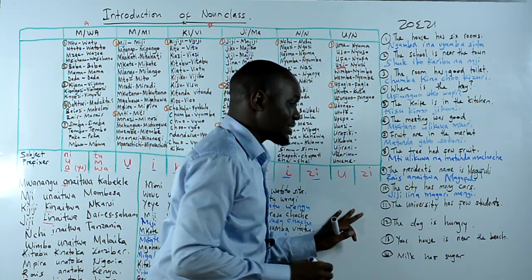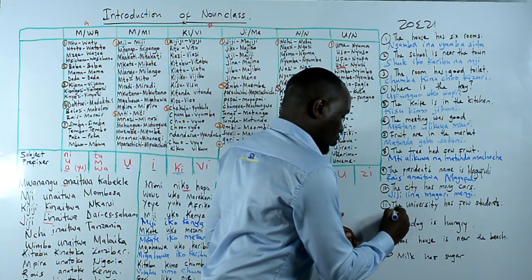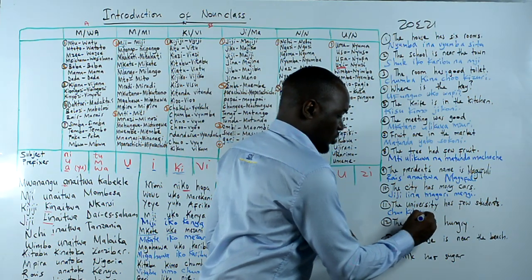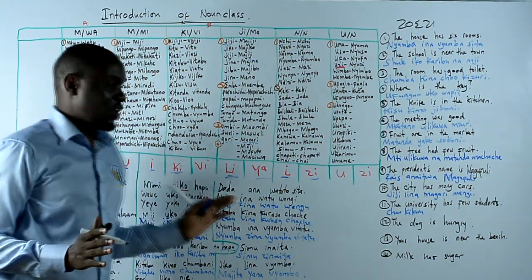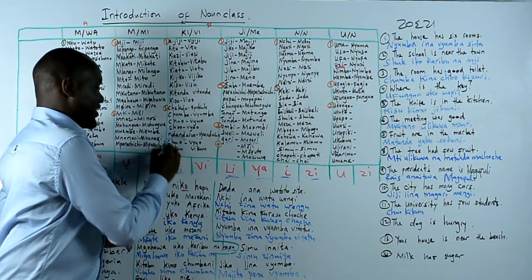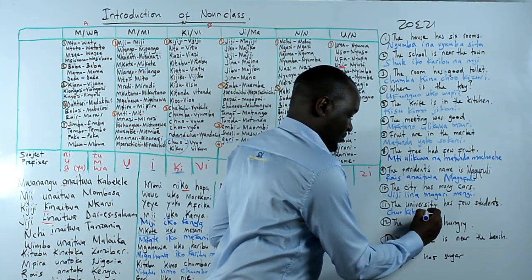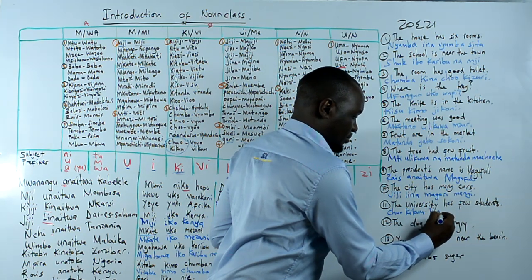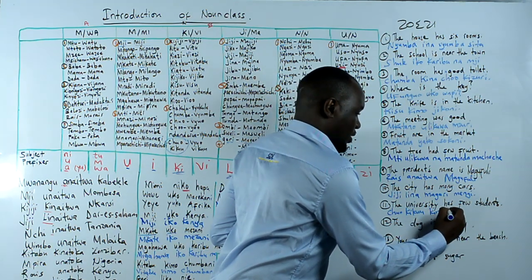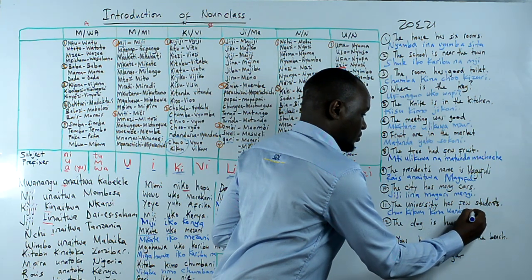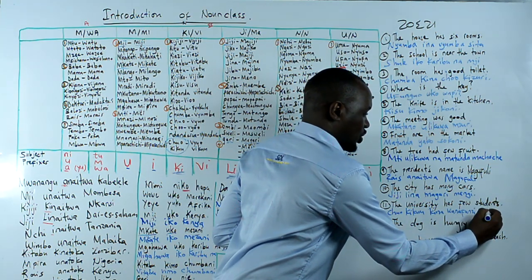The university has few students. Chuo kikuu. Where does chuo kikuu belong? Chuo kikuu is in the ki noun class. So chuo kikuu kina wanafunzi wachache.